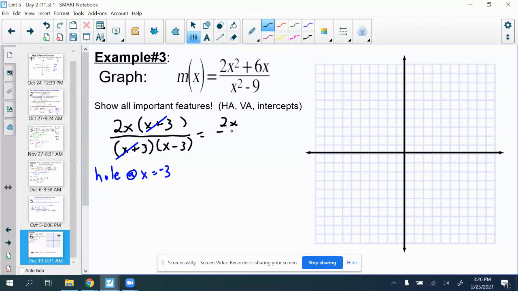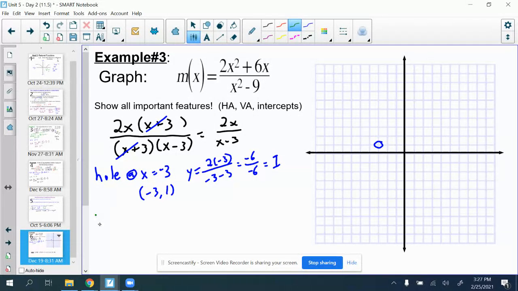What remains is 2x over x minus 3. So if I plug in negative 3 for x, 2 times negative 3 is negative 6. Negative 3 minus 3 is negative 6, which goes to 1. So I'm going to have a hole at negative 3, 1. And on the graph, just to overemphasize that there's a hole there, like an open dot, you're going to have to point to it and tell me that there's a hole.